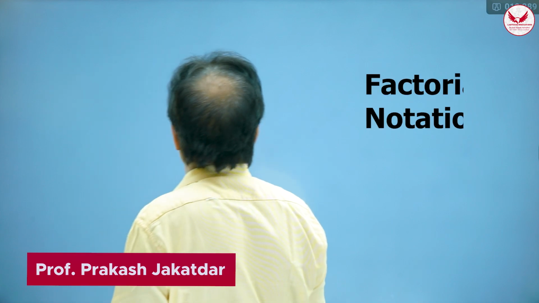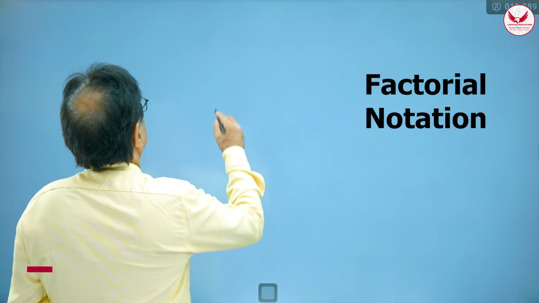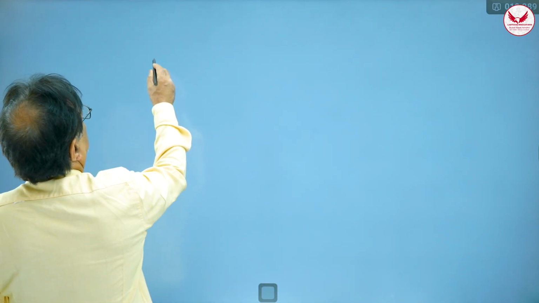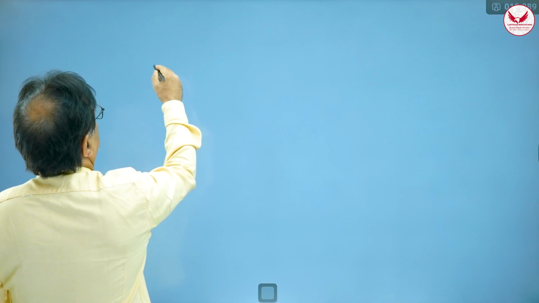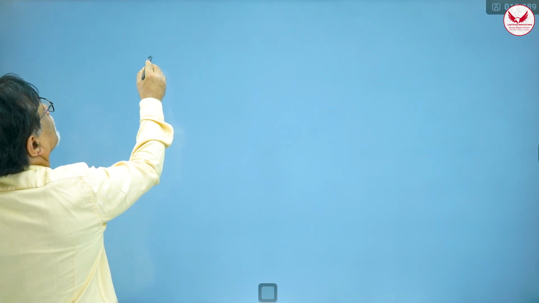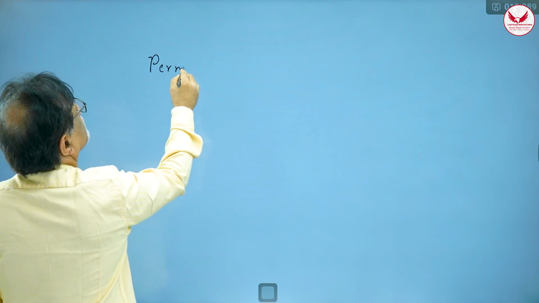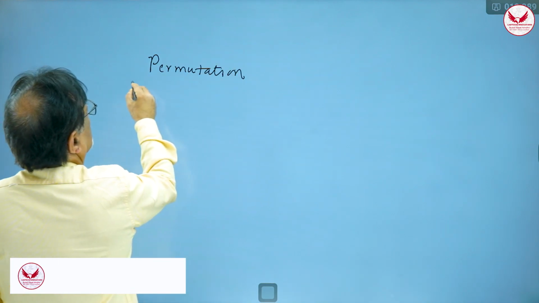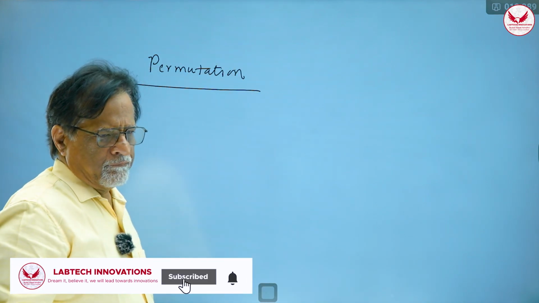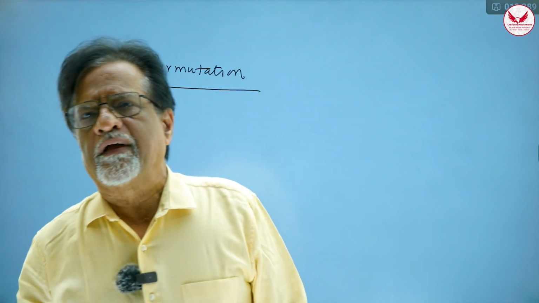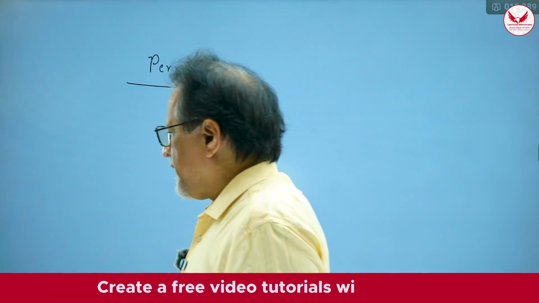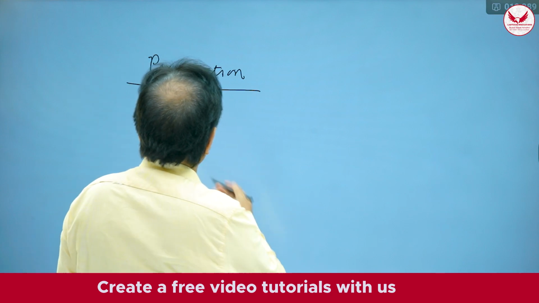Now, in the last lecture, we have learned the notation called factorial notation. Now, let us go to the part the title of this chapter indicates, and that is called permutation. What do you mean by permutation? Permutation is actually very simple. In our everyday life, we use permutation.